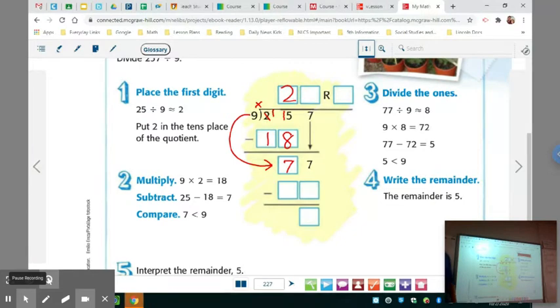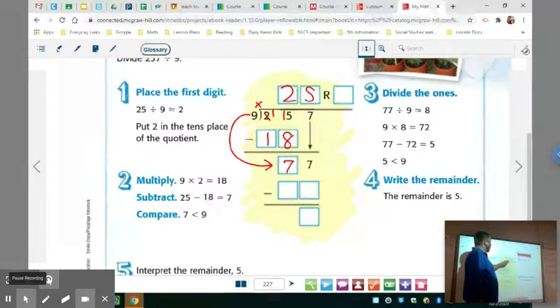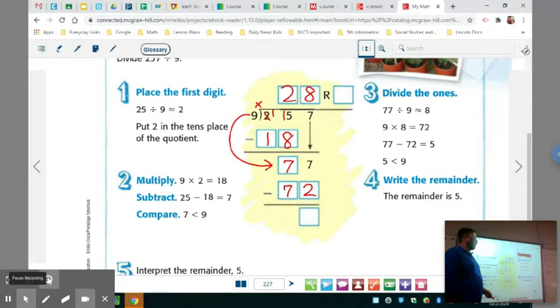Is it because it's Asher you guys are agreeing? And what is 8 times 9? 72. Somebody besides Asher, what is 77 minus 72? 5. Nope, sorry. Now, do we have anything else to bring down? No. So it's a remainder of 5.